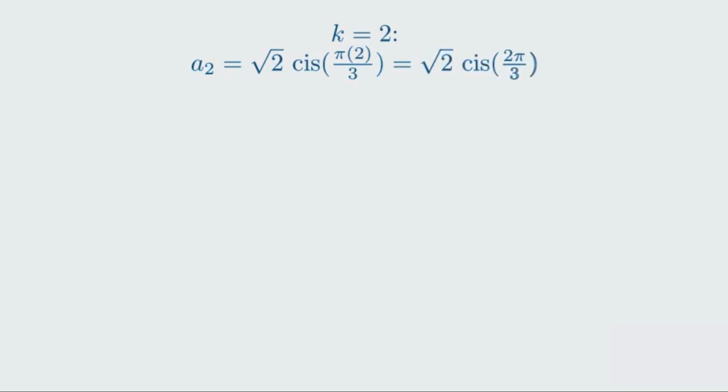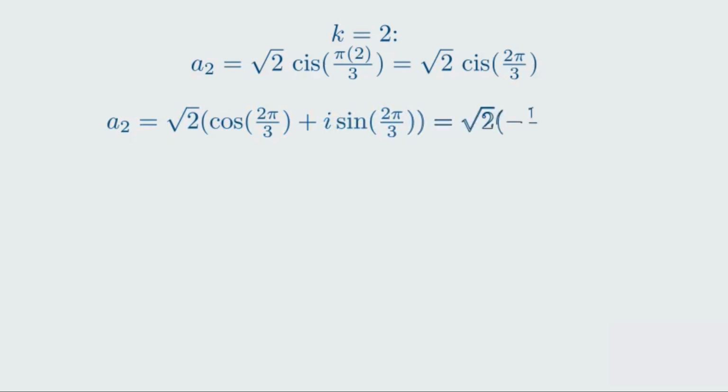For k equals 2, the angle in our formula is 2 times pi over 3. So the root is square root of 2 cis of 2 pi over 3. The angle 2 pi over 3 is in the second quadrant. In the second quadrant, the cosine is negative and the sine is positive. The cosine of 2 pi over 3 is negative 1/2, and the sine is positive square root of 3 over 2. Distributing the square root of 2, we get our third root, negative square root of 2 over 2 plus i times the square root of 6 over 2. Notice the connection here. This is the complex conjugate of the root we found for k equals 4. We will see that this pattern continues.